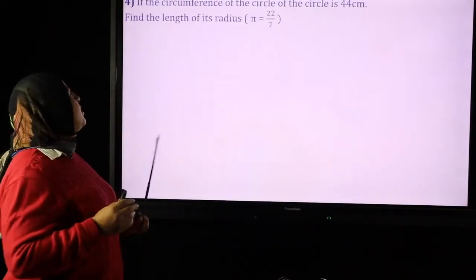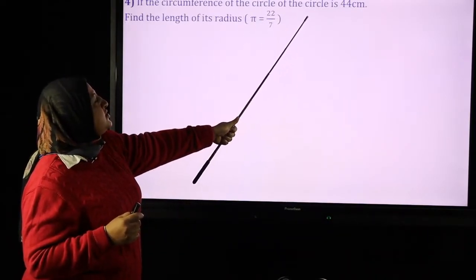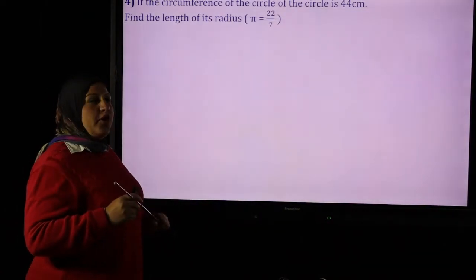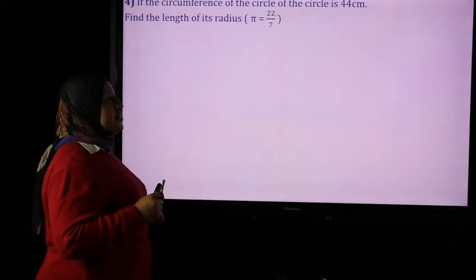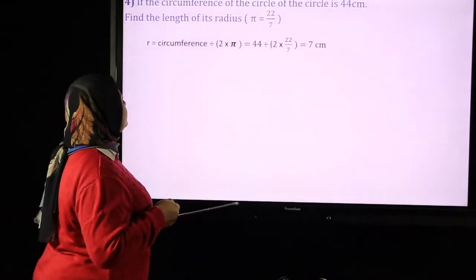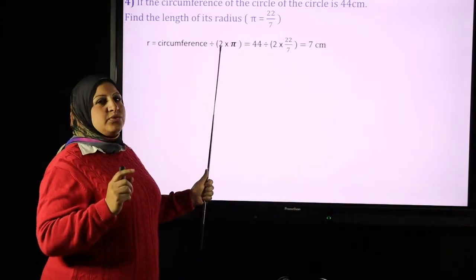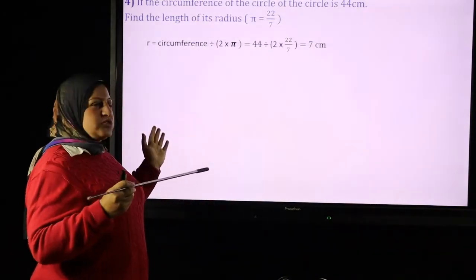Number 4. If the circumference of the circle is 44 centimeters, find the length of its radius. Pi equals 22/7. Again, sub rules. I want to get the radius, so I will use magic triangle number 2 and write the rule. Radius equals circumference divided by, between brackets, 2 times pi, or circumference over 2 times pi. The same answer. Both of them are right.